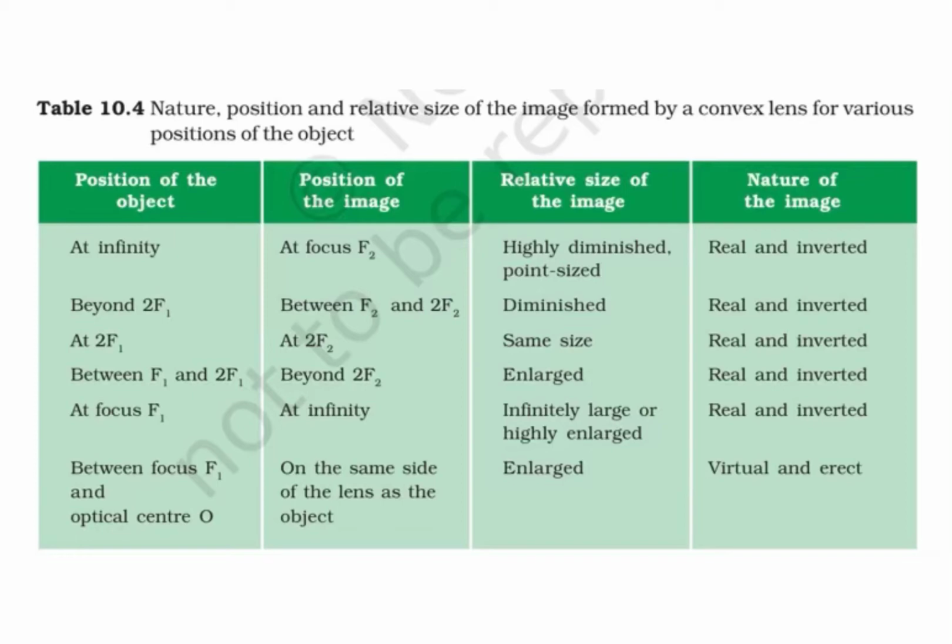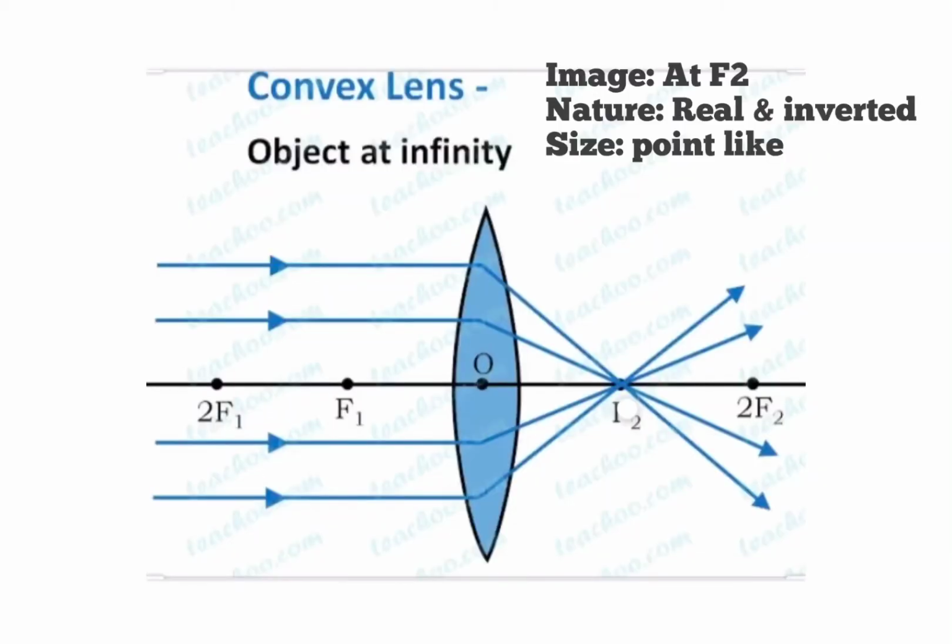Students, here you can see that this table resembles the table which you studied for the concave mirror. The only difference is for the mirror's center of curvature was represented by C and here it is represented by 2F. So if you remember that table, same table is here, just you have to make minor changes. Now let us study how to draw the diagrams. Before drawing the diagrams, you should keep in mind that the distance between O and F1 should be same as distance between F1 and F2.